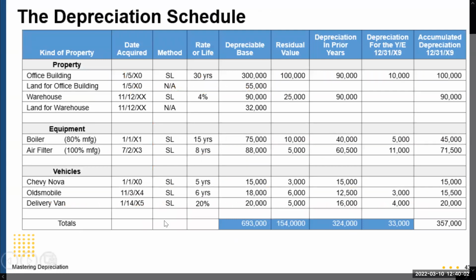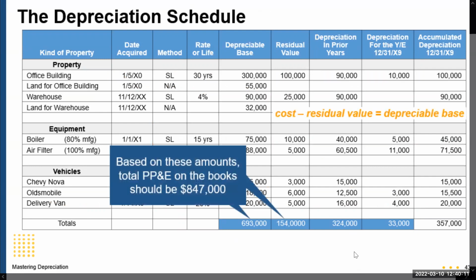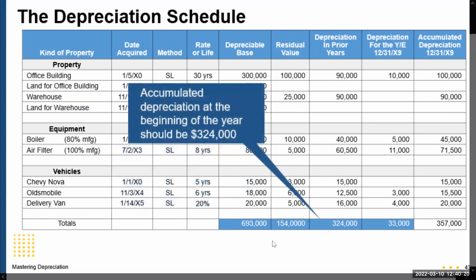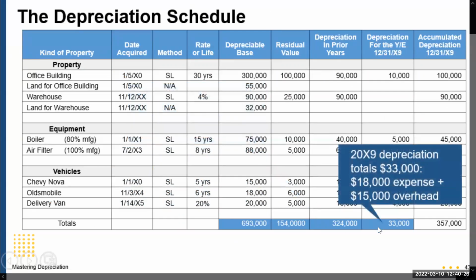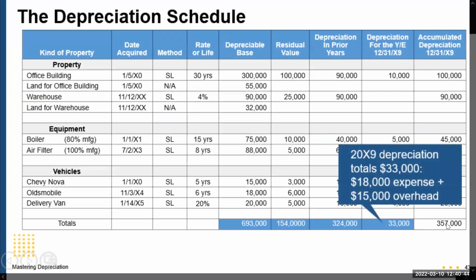And then if we go back to here, this just gives our totals again. So they're adding these two together and their property, plant and equipment should be at 847. And this is the accumulated depreciation at the beginning of the year. This is your depreciation expense. And it looks like they've allocated some of it to manufacturing. So I would not worry about that at this point, but this should match your total expense for the year. And then this last one should be your accumulated depreciation. That should match it also.